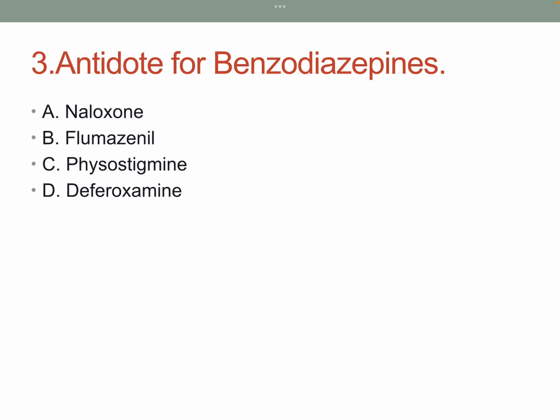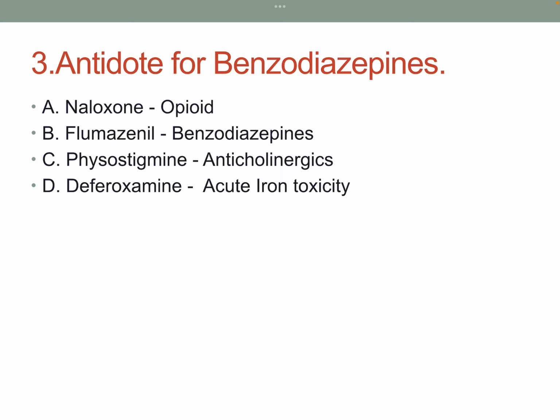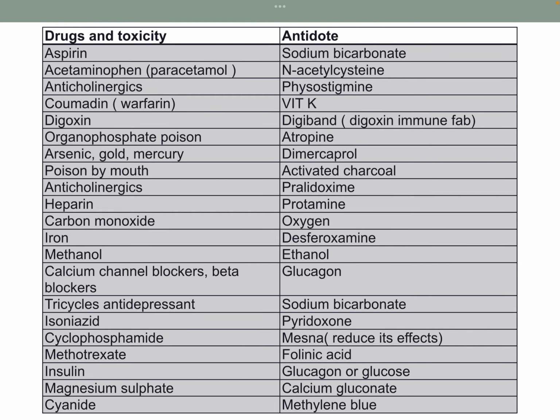This will be discussed later. Antidote for benzodiazepine: naloxone, flumazenil, physostigmine, neostigmine. What is the answer? Yes, it is flumazenil. So naloxone is for opioids, flumazenil for benzodiazepines, physostigmine also called neostigmine is for anticholinergics, and deferoxamine is for acute iron toxicity. Okay, so these are the drugs and the toxicity. It is antidote. So please note this, and it will help you for exam. If you want, you can take a screenshot.